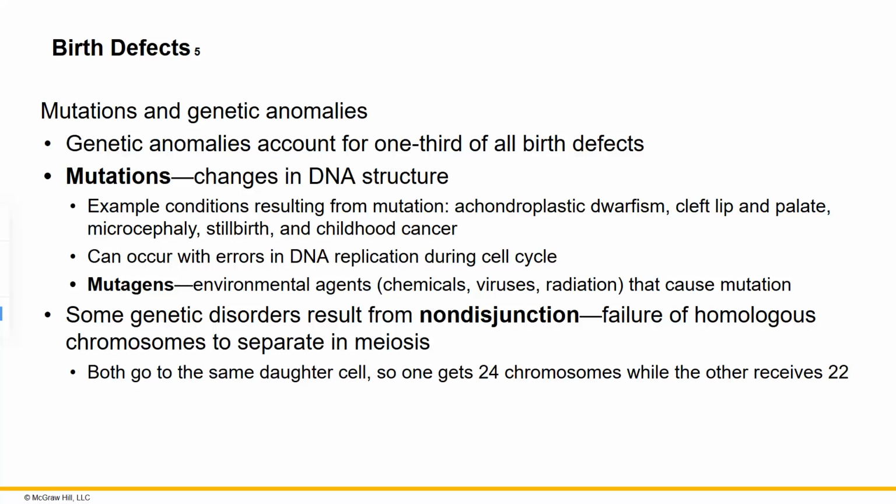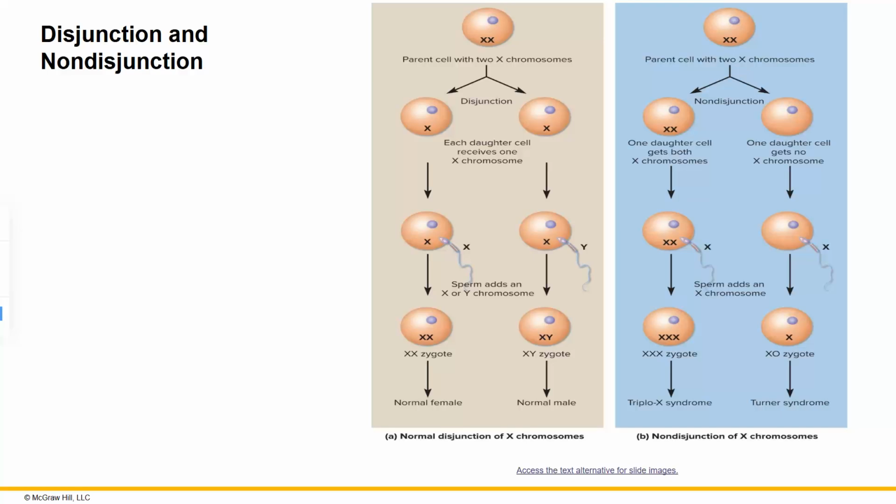Some genetic disorders result from non-disjunction, or failure of the homologous chromosomes to separate in meiosis. So typically we would have the chromosomes split apart. If they don't split apart, you've got two copies of the chromosome. If both of these copies happen to go to one cell, then the other cell is missing a copy. If that one is used as a gamete to produce a zygote, then that zygote would be missing a copy. Now, if this other one was used as a gamete, this zygote would have 3 copies.